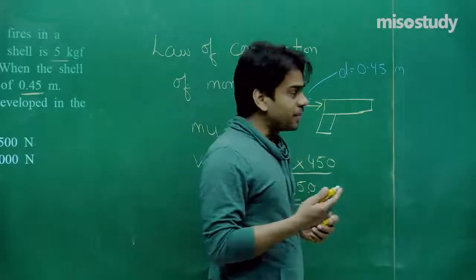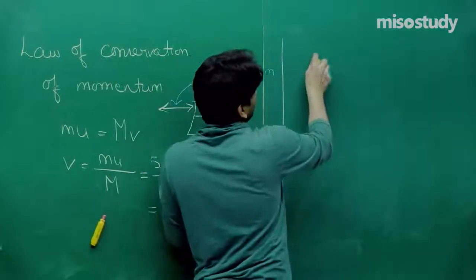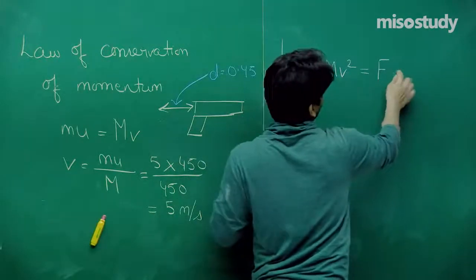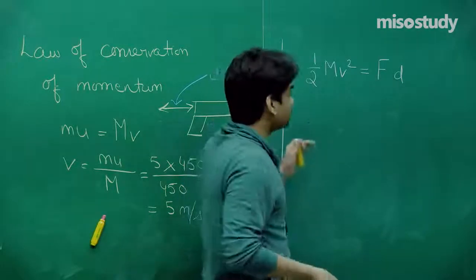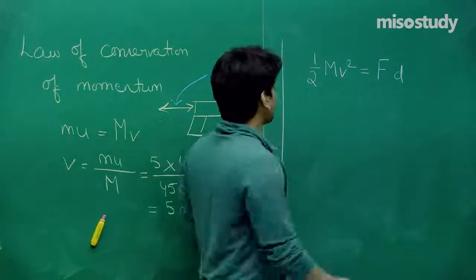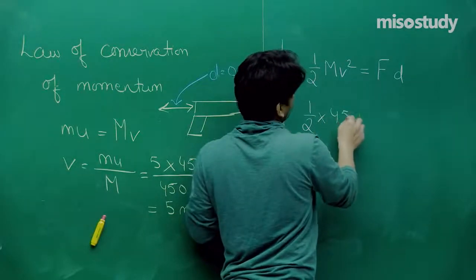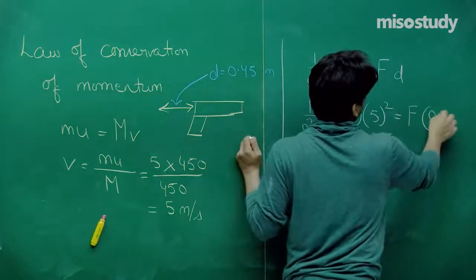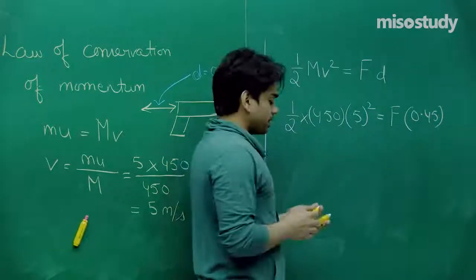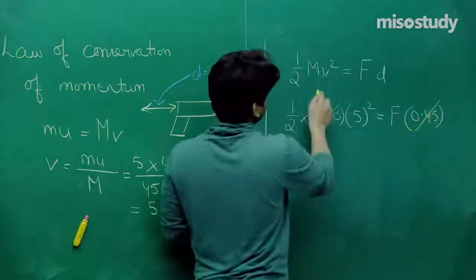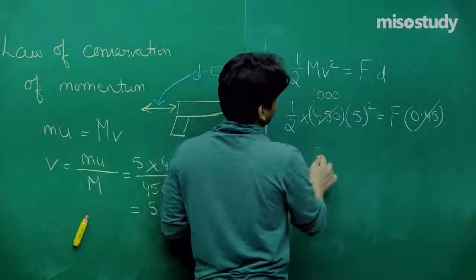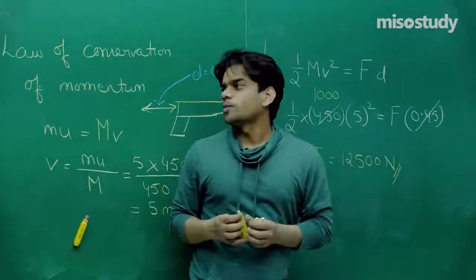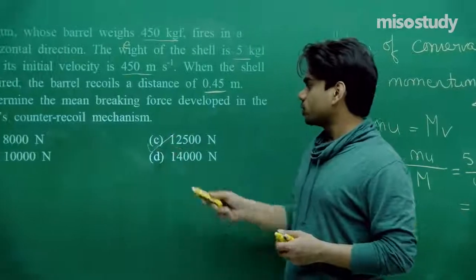Now you see here, the mean braking force is asked. We know that the kinetic energy that the gun will have is half mv squared, and this will equal F, the braking force, into the distance traversed. The work done by the mean braking force multiplied with distance will be equal to the kinetic energy of the gun. Put in the values: half, mass is 450 kg, v squared with v as 5, force that we need to evaluate, and the distance that it has moved back, that is 0.45. We can easily solve it. Now you will be getting F equal to 12,500 Newton. Let's check with the answer. The option that is matching is option number C, 12,500 Newton.